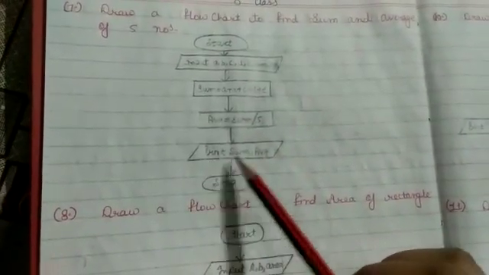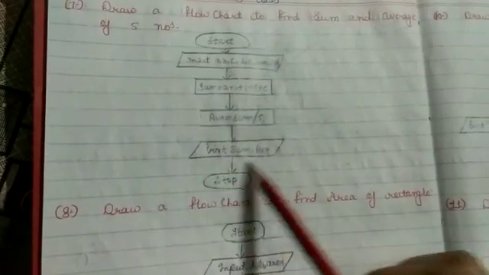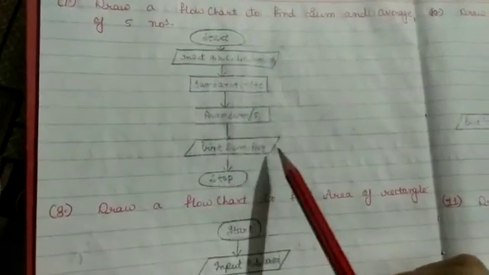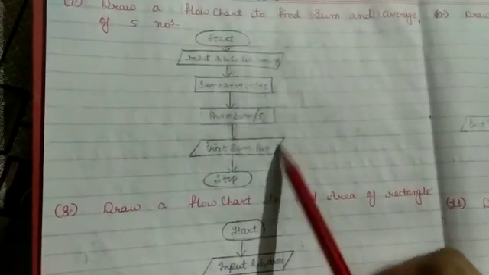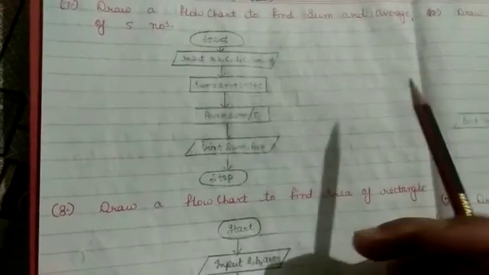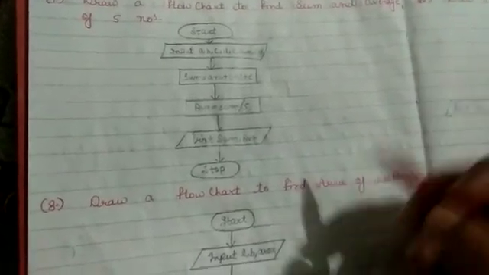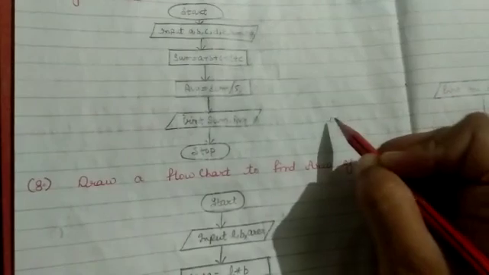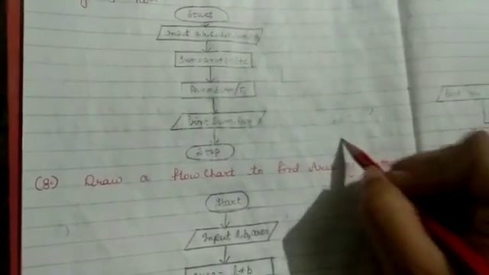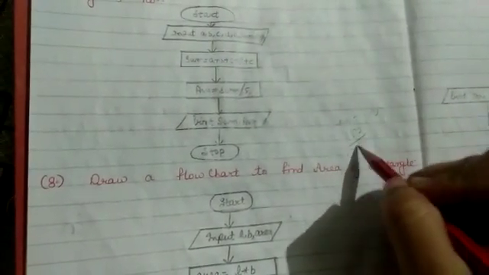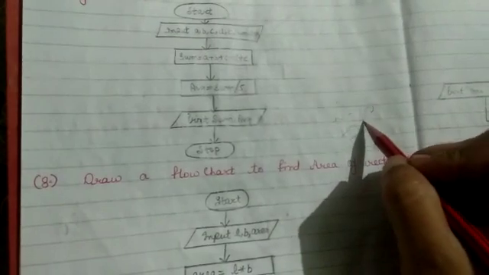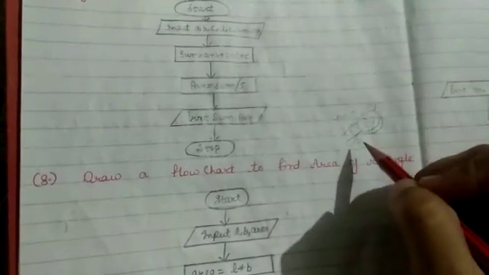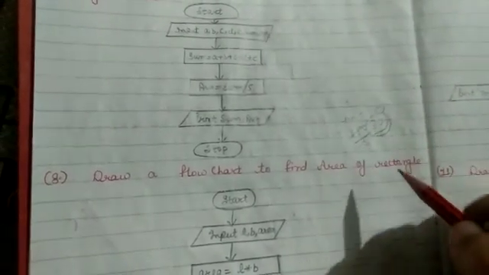Next, print sum comma average. We will print both values using this input output box, and then stop. Clear? Suppose the sum we last calculated was 150. Now the average will come as 150 divided by 5. So 5 3s are 15, and then 30 will be the answer. Okay, 30 answer will come.